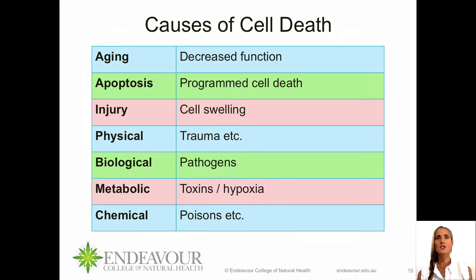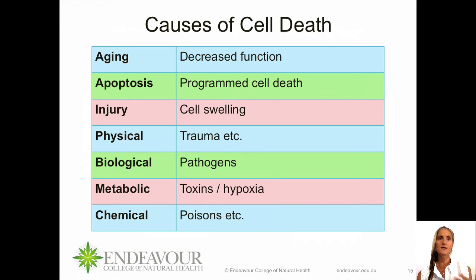Physical trauma, so pressure or tearing of the tissue. This can be from an impact, or from a number of different causes. Also heat, cold and radiation. These physical causes of trauma to those cells can cause cell death. Then biological pathogens: bacteria, viruses, parasites, and fungi.